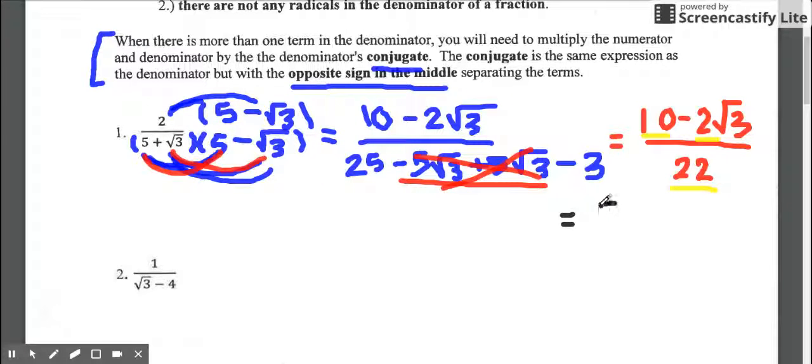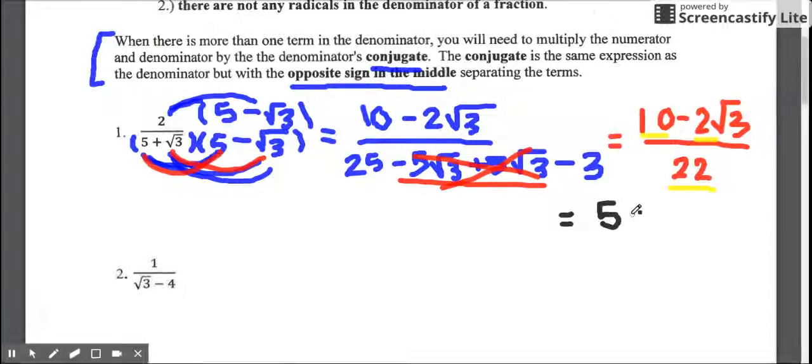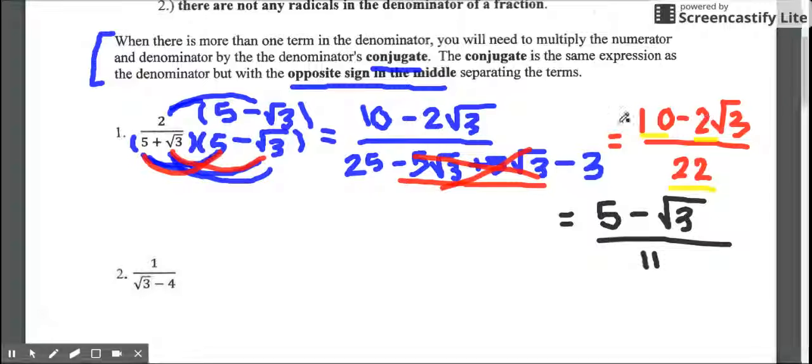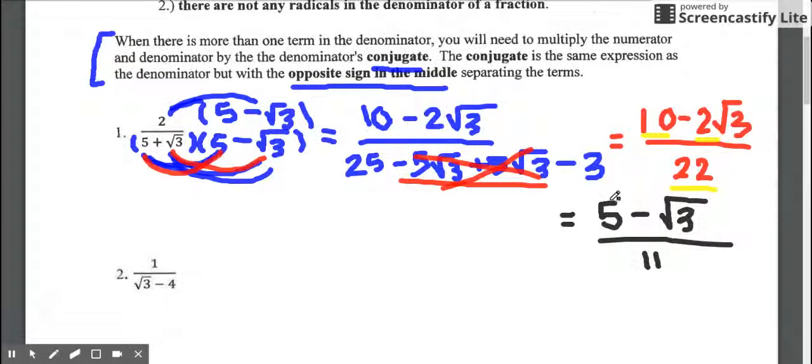So I can divide each piece by 2. 10 divided by 2 is 5. 2 divided by 2 is 1, but you don't really have to put a 1 in front of that root 3. You could if you wanted to. And 22 divided by 2 is 11. So I seriously just divided each piece by 2 to reduce, and that is my answer.